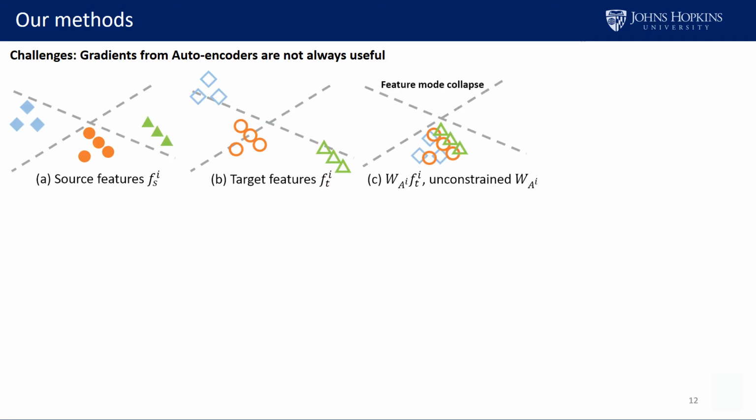However, this method has a major challenge. The gradients from autoencoder's reconstruction loss are not always useful to train the adapters to align target and source features. On the left image, the dashed line is our trained classifier and it performs well on source features, but it fails to classify the domain shifted target feature. If we don't constrain the adapters, we will have this feature mode collapse problem. It's because the target features can collapse to the same cluster, which can be reconstructed well by the autoencoder.